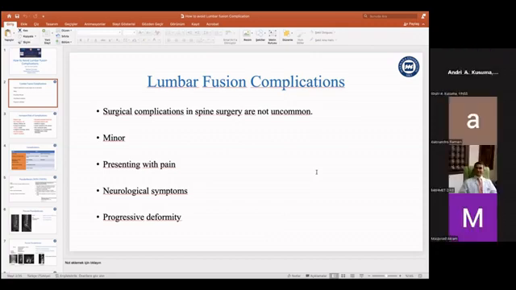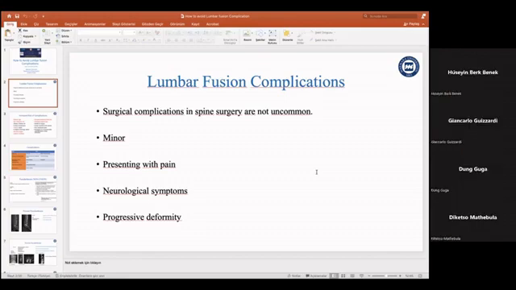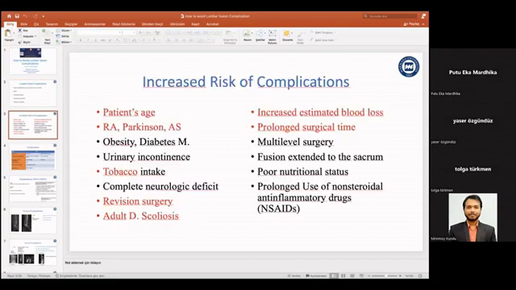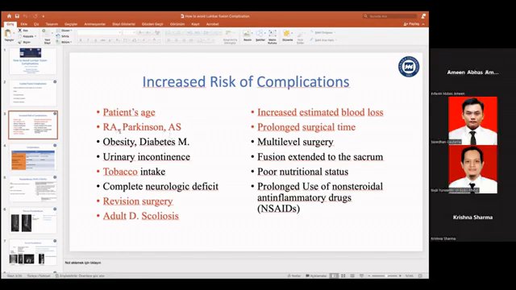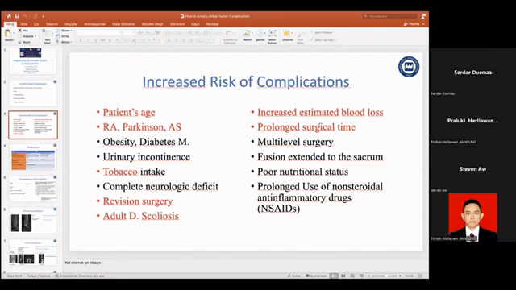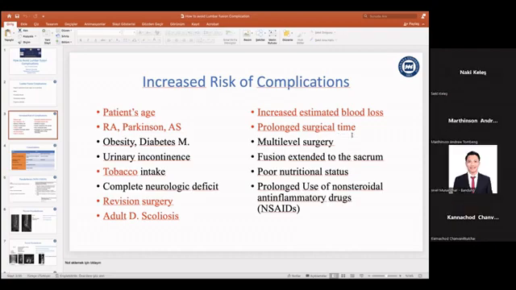A lot of complications are minor complications. These complications sometimes present with pain, sometimes with neurological symptoms, sometimes with progressive deformity. And the most important thing is, I think, that some patients have high risk. For example, rheumatoid arthritis, Parkinson's disease, ankylosing spondylitis, tobacco use, revision surgery, and adult degenerative scoliosis. During the operation, increased blood loss and prolonged surgical time carry a high risk of complications.